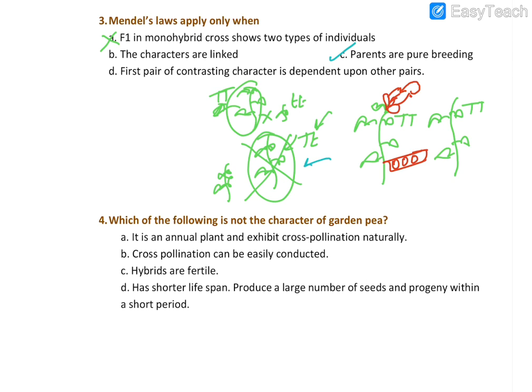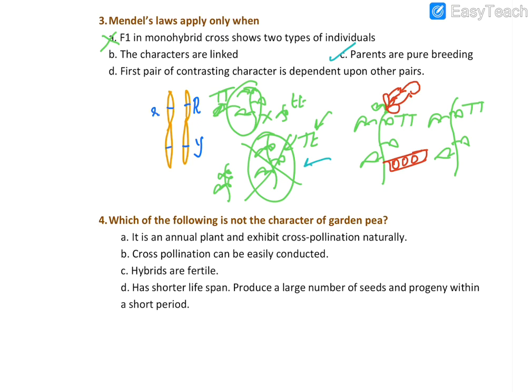If you take the next one, the characters are linked. When we call them linked characters, the genes for these characters are present on the same chromosome at different loci. For example, capital R is for round seed and capital Y is for yellow seed. If these genes are present on the same chromosome, then we call them linked genes.